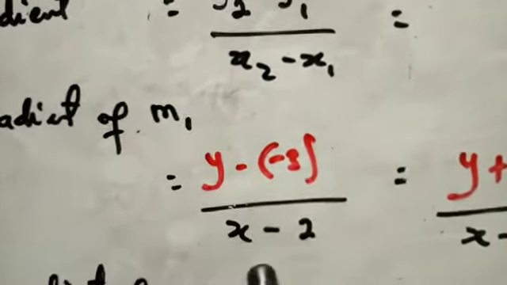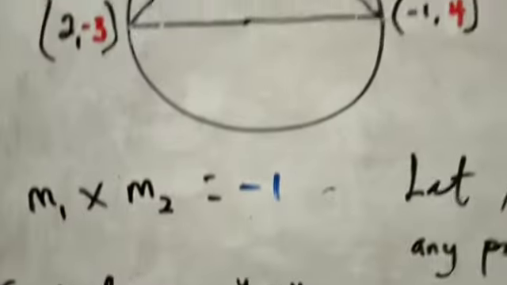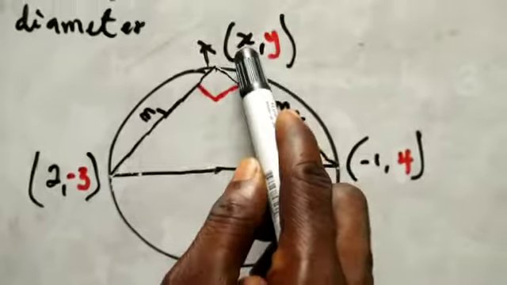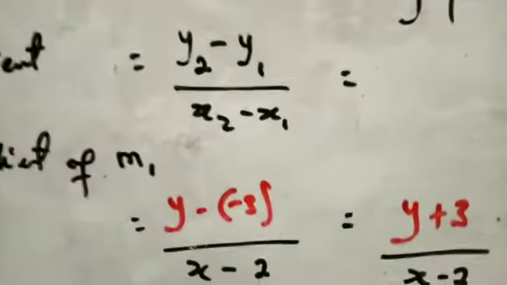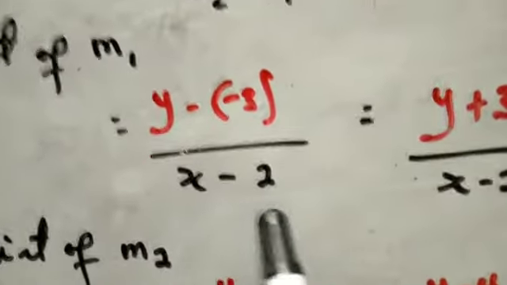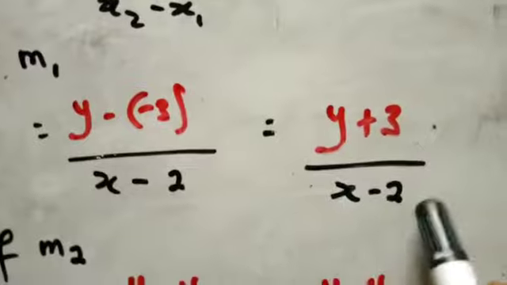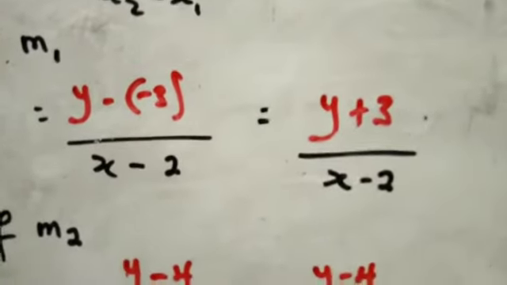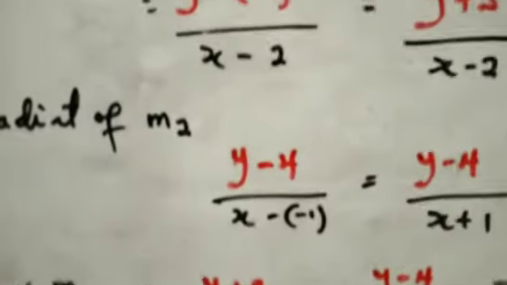So divided by x2, which is the x going to be what? X here. In this case, can you see that? This will be my x2. And then this will be what? My x1. So x minus 2, right? So when you do the calculation perfectly, you can see that it is y plus 3 over x minus 2.